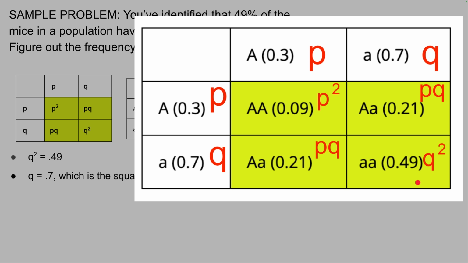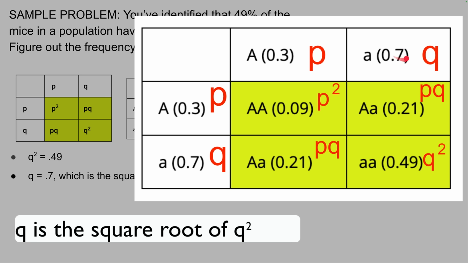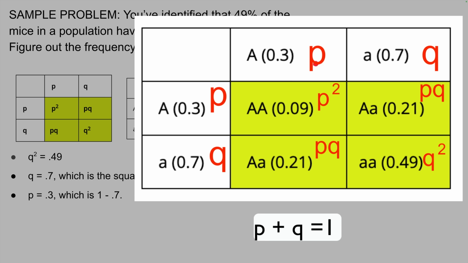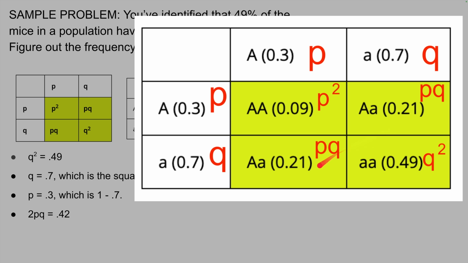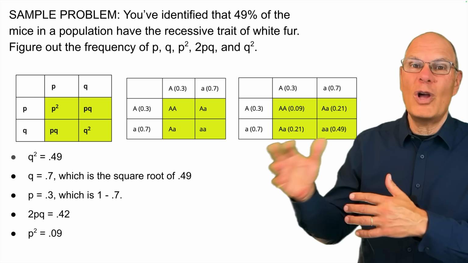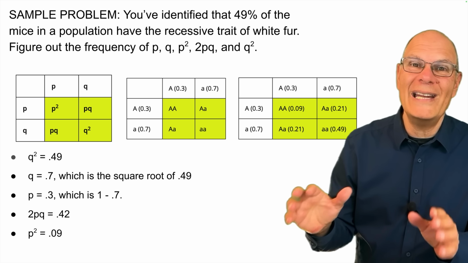From there, we're going to work to figure out that the square root of 0.49 is 0.7. Then we know that this plus this equals 1. So therefore, this, the value p, has to be 0.3. Then we know that 2pq has to be 0.42. Why? 0.3 times 0.7 is 0.21, times 2 is 0.42, and p squared is 0.09. 0.3 times 0.3 is 0.09. If you set up Punnett square cross multiplication tables, you'll get this right every time.